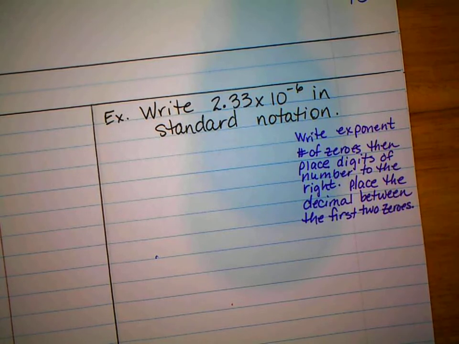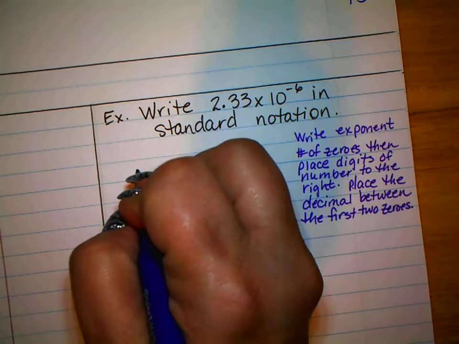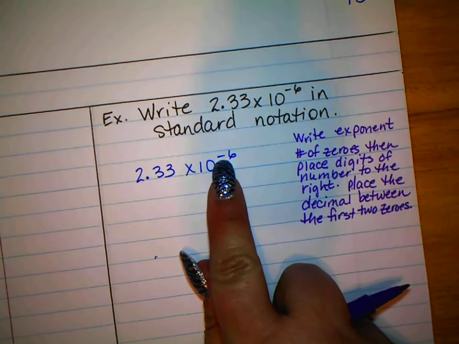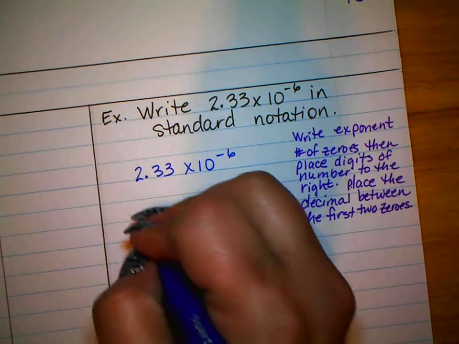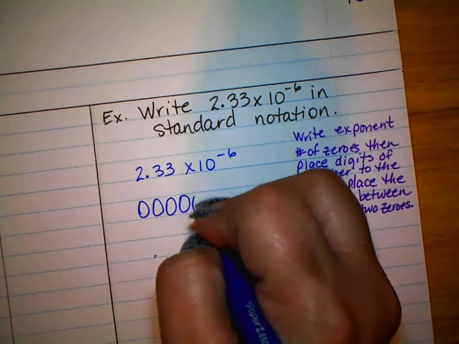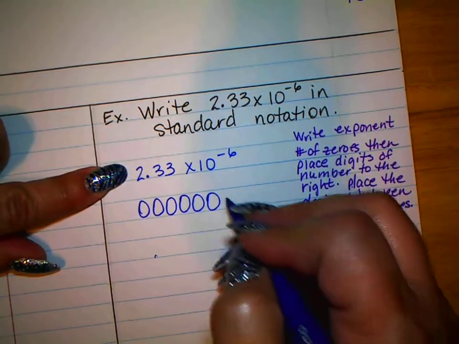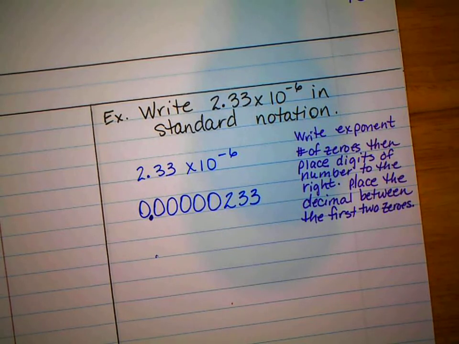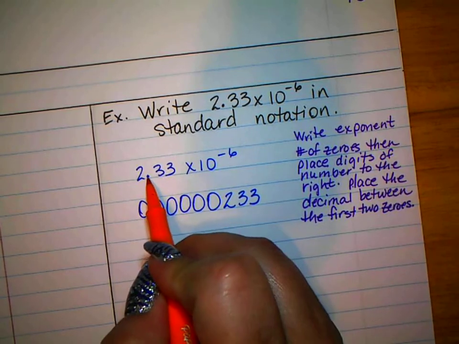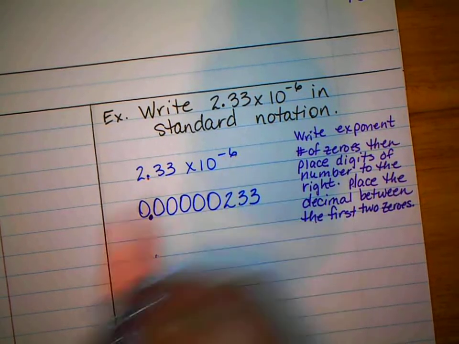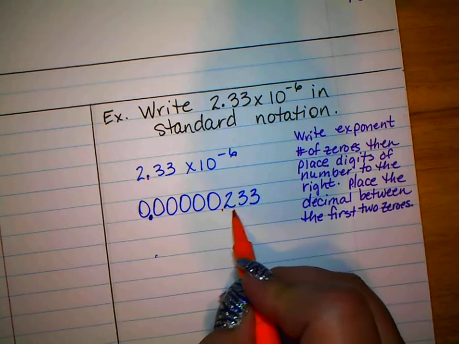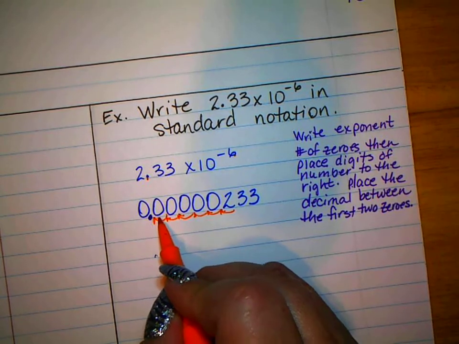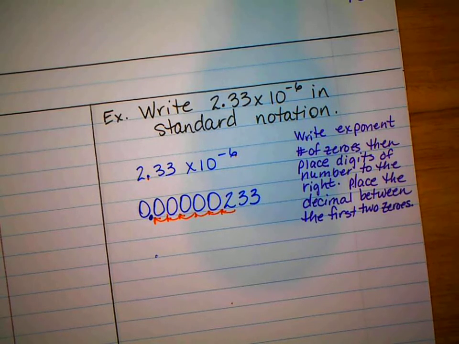So if I'm starting with 2.33 times 10 to the negative 6, what I do is I ignore the negative. I look at the 6. I want 6 zeros. 1, 2, 3, 4, 5, 6. Then I'm going to write this number without the decimal. And I'm going to put my decimal between the first two zeros. Now if I did this right, that decimal needed to move 6 places to the left. So let's see. 1, 2, 3, 4, 5, 6. And it worked. And I found that that works every time if I do it just like that.